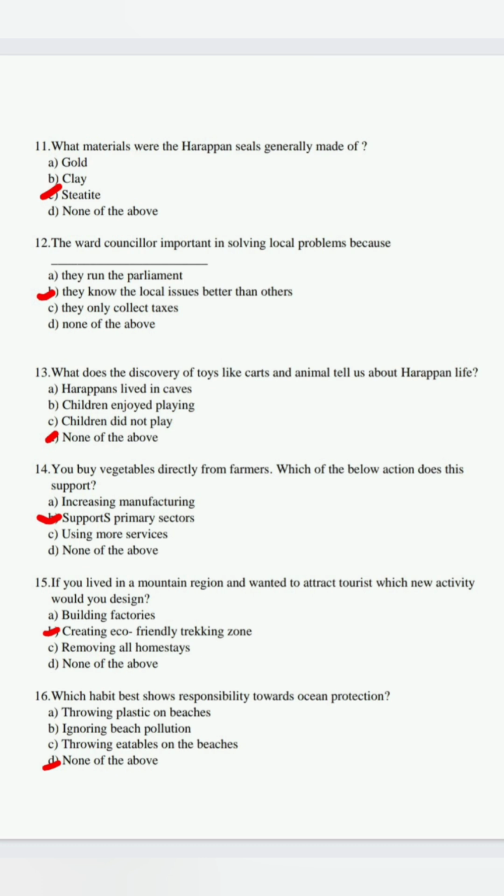12. The ward councillor is important in solving local problems because dash. A. They run the parliament. B. They know the local issues better than others. C. They only collect taxes. D. None of the above. And the correct option is option B. They know the local issues better than others.